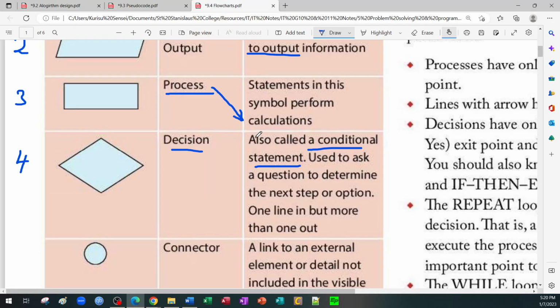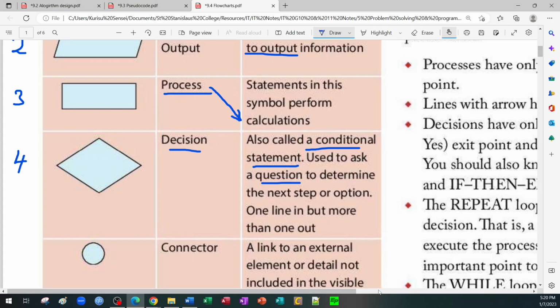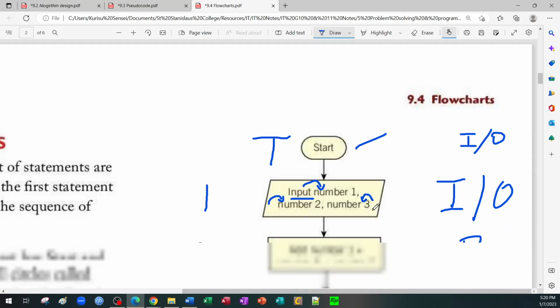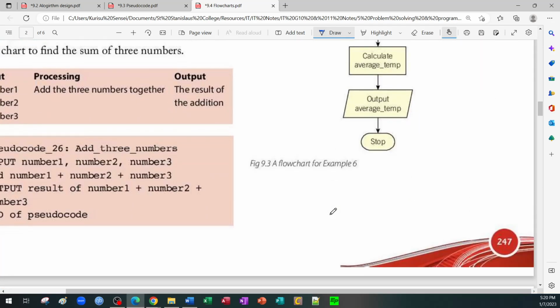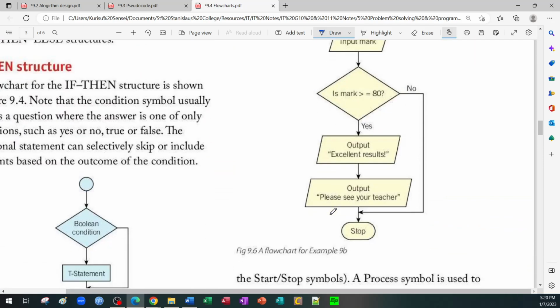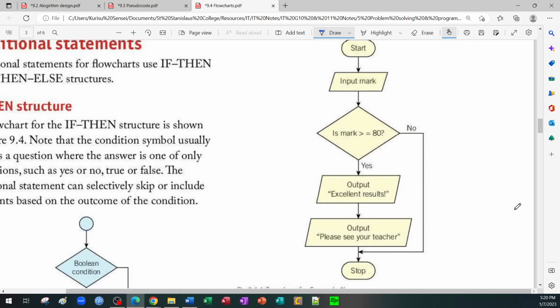The decision symbol, also called a conditional statement, is used to ask a question, to determine the next step or option, one line in but more than one line out. We'll come back to that last part later in the chapter. But just note that the decision symbol is a diamond, and that is the conditional statement. That's the if statement. So look at an example here.